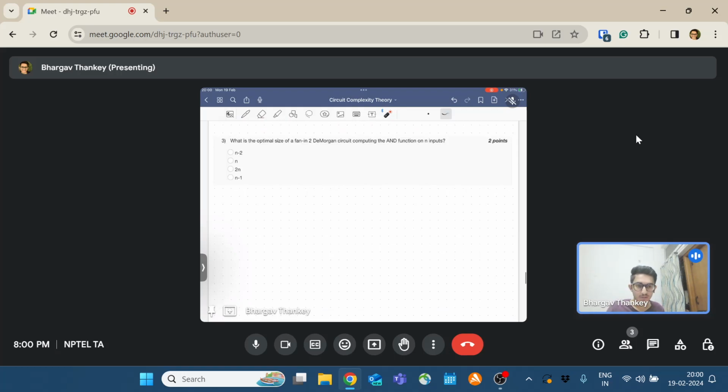So the third problem is: what is the optimal size of a fan-in 2 De Morgan circuit computing an n-input AND function on n inputs? n minus 2, n, 2n, or n minus 1? Which of these is correct? I think n minus 1. So we know that there exists a circuit of size n minus 1, but why is n minus 1 the best?